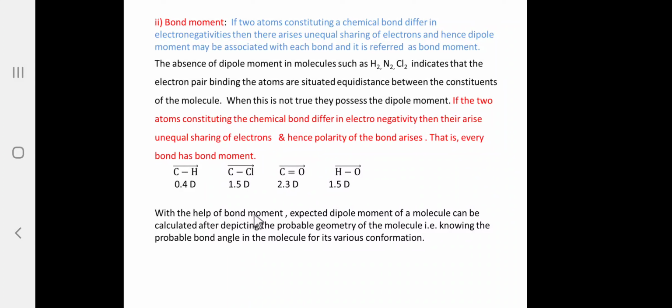With the help of the bond moment, the expected dipole moment of the molecule can be calculated after depicting the probable geometry of the molecule, that is, knowing the probable bond angle in the molecule for its various conformations. So with the help of the bond moment, the expected dipole moment of the molecule can be calculated. This is the second application, that is, the bond moment.